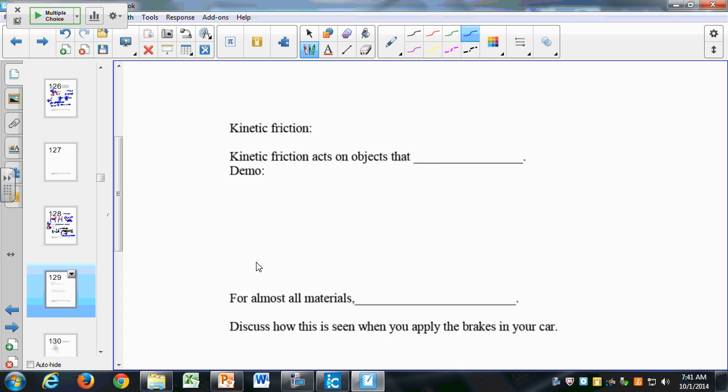Now, kinetic friction acts on objects that are moving. And for almost all materials, the kinetic friction is equal to mu k times the normal force.